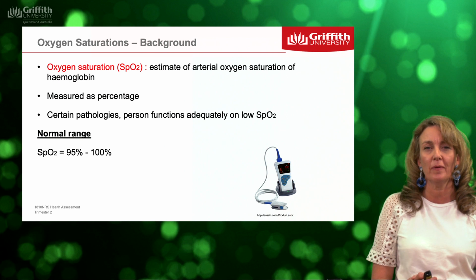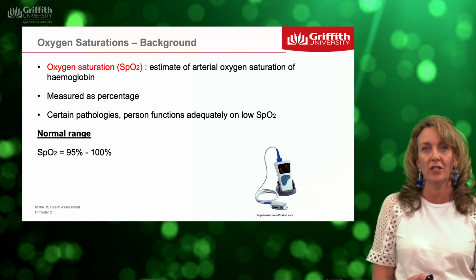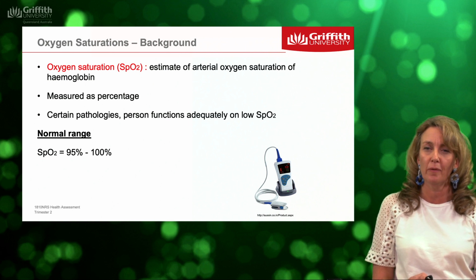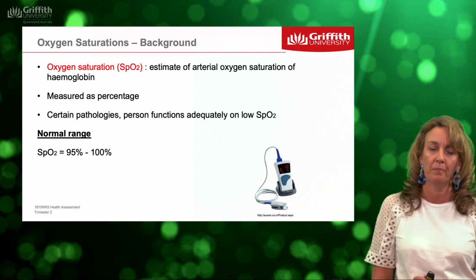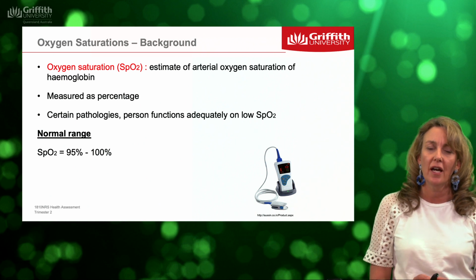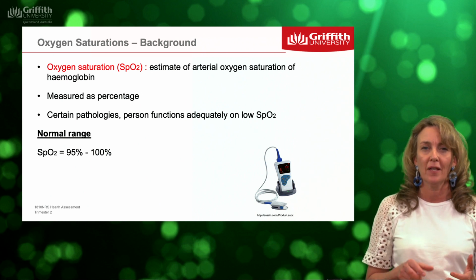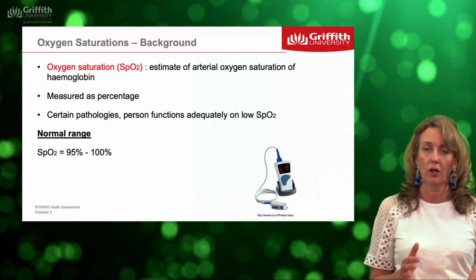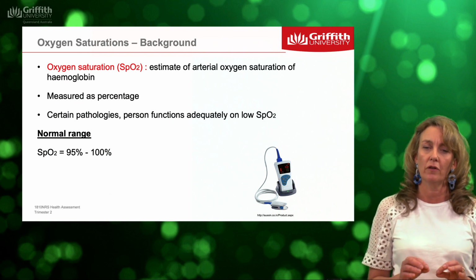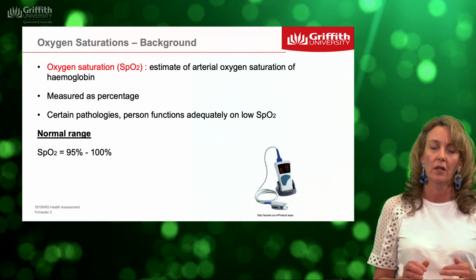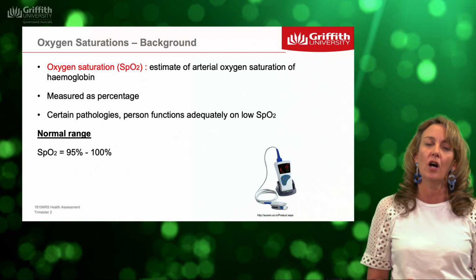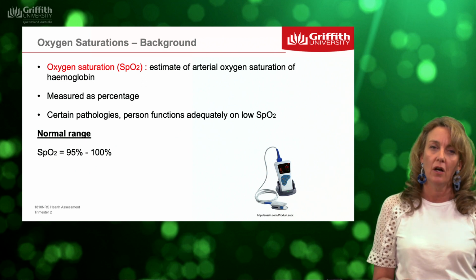Oxygen saturations, when we're thinking about the background information, this is an estimation of the arterial oxygen saturation of hemoglobin on each red blood cell. This is measured as a percentage and there are different pathologies that can happen, so people can function adequately on a low oxygen saturation over a long period of time. If you're a smoker, you will accommodate to that difference. But for the normal range, it is 95 to 100% of oxygen.